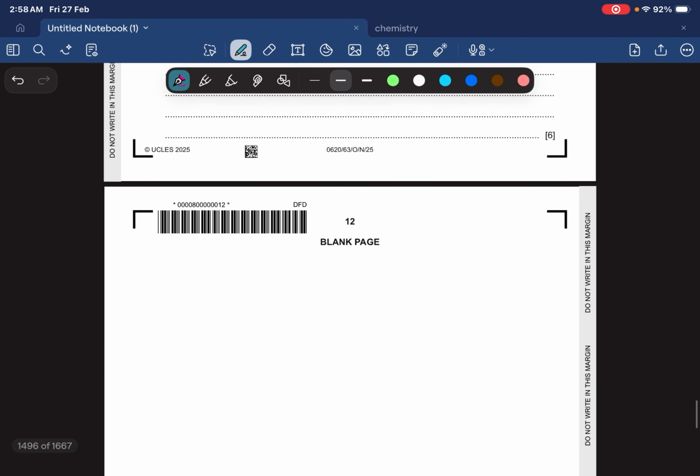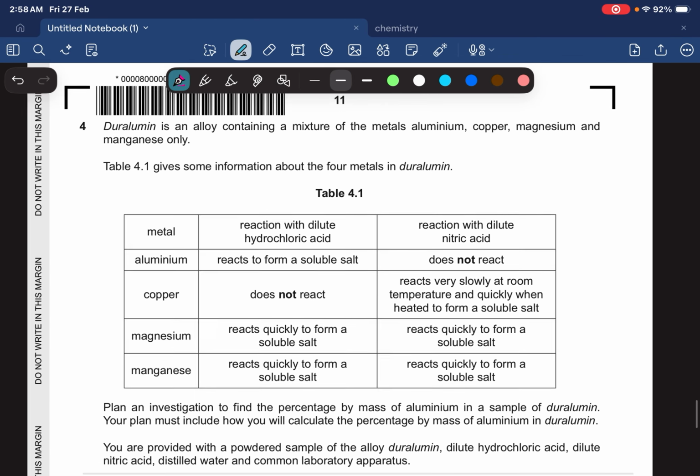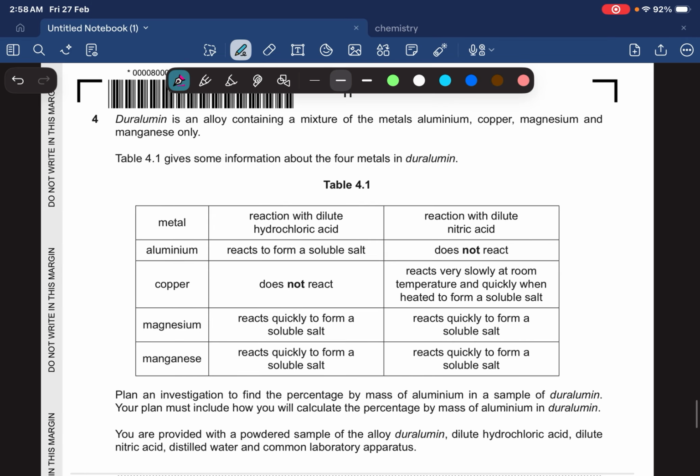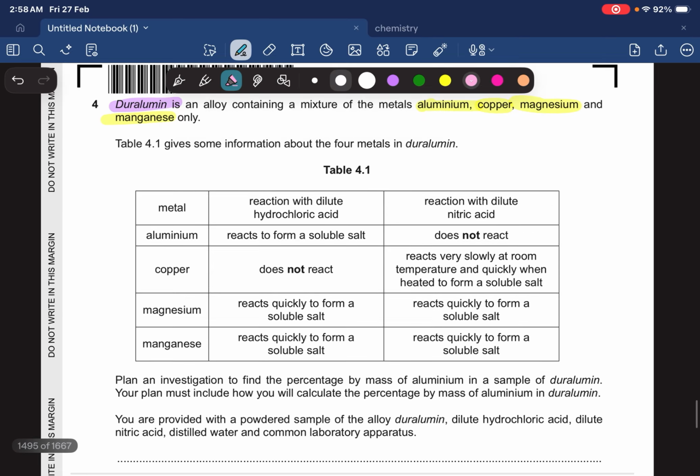So now we have an experiment question. Let's read it, and then we're going to follow a step-by-step procedure about how to do it. Duralumin is an alloy containing a mixture of metals. The types of metals in it are aluminum, copper, magnesium, and manganese. Okay, no worries. Table 4.1 gives some information about the 4 metals.